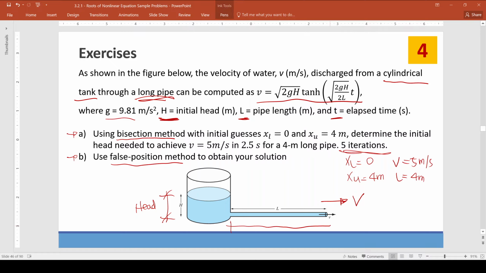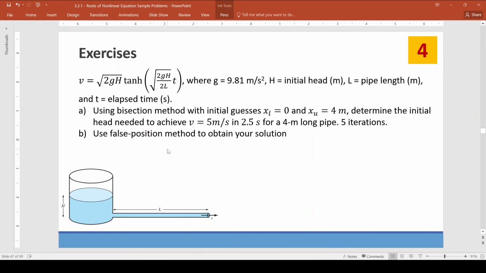So we are given the length. The length of that pipe is 4 meters. The coming out velocity is 5 meters per second. And we are going to find h, the head. But again, I'm going to show you everything: all the methods, bisection, the false position, Newton-Raphson, and then the second method, so you can appreciate each of those methods better.